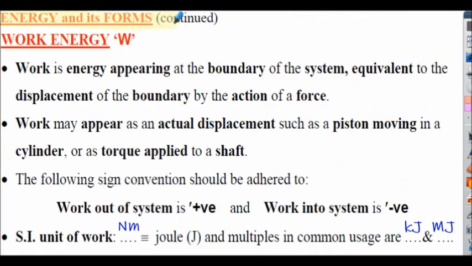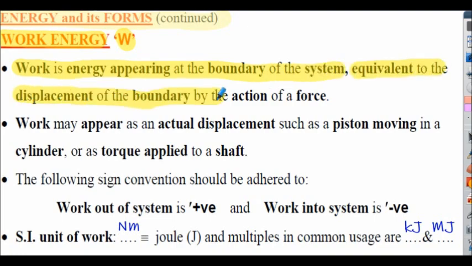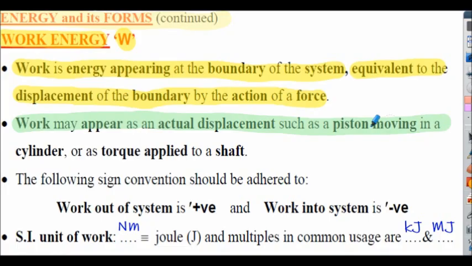Energy and its forms continued. Let's consider work energy, symbol uppercase W. So work is energy appearing at the boundary of the system, equivalent to the displacement of the boundary by the action of a force. Work may appear as an actual displacement, such as a piston moving in a cylinder, or alternatively as a torque applied to a shaft.